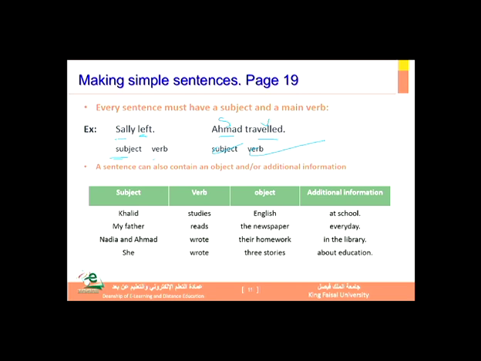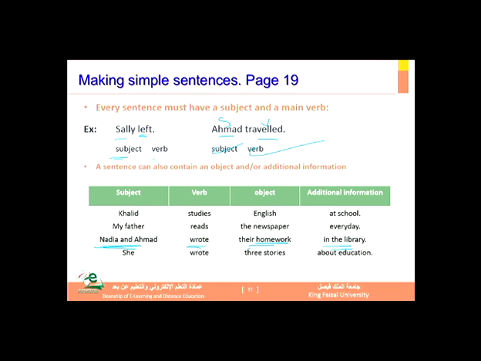Similarly, my father reads the newspaper every day. My father is the subject. Reads is the verb. The newspaper is the object. Then we have more information. He reads every day. Extra information. Similarly, Nadia and Ahmed is the subject, followed by the verb. Nadia and Ahmed wrote. Then they wrote what? They wrote their homework. Do we have more information? Yes. In the library. They wrote their homework in the library.